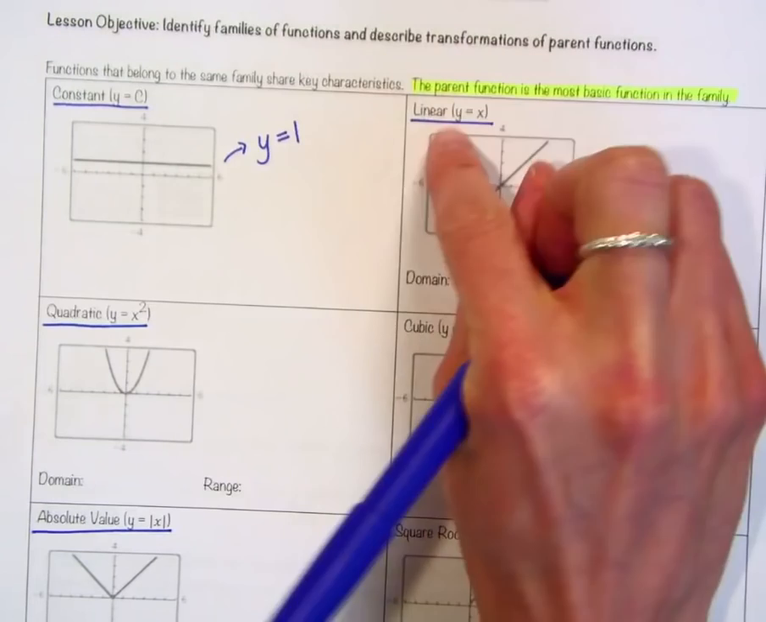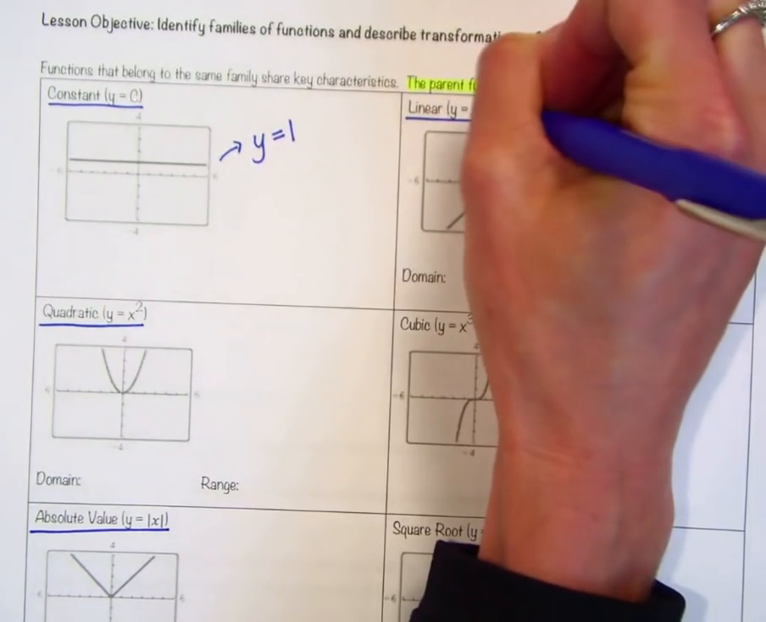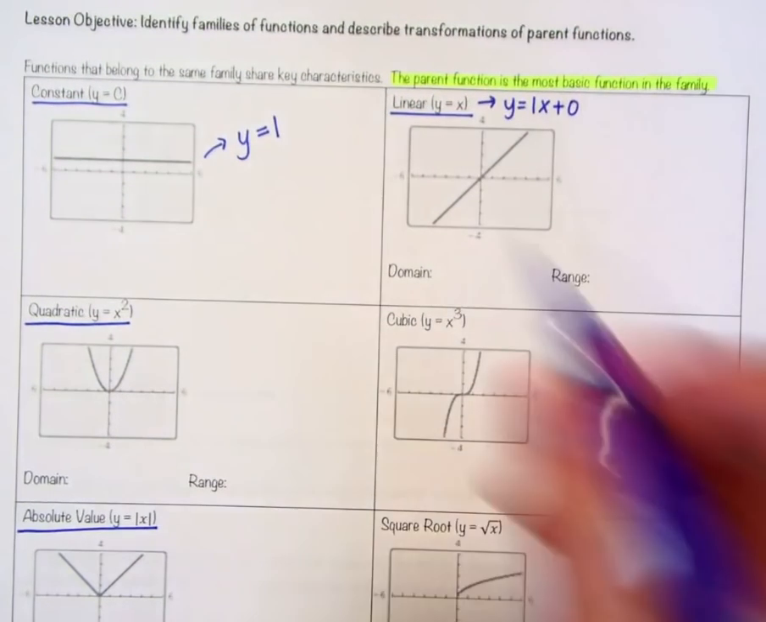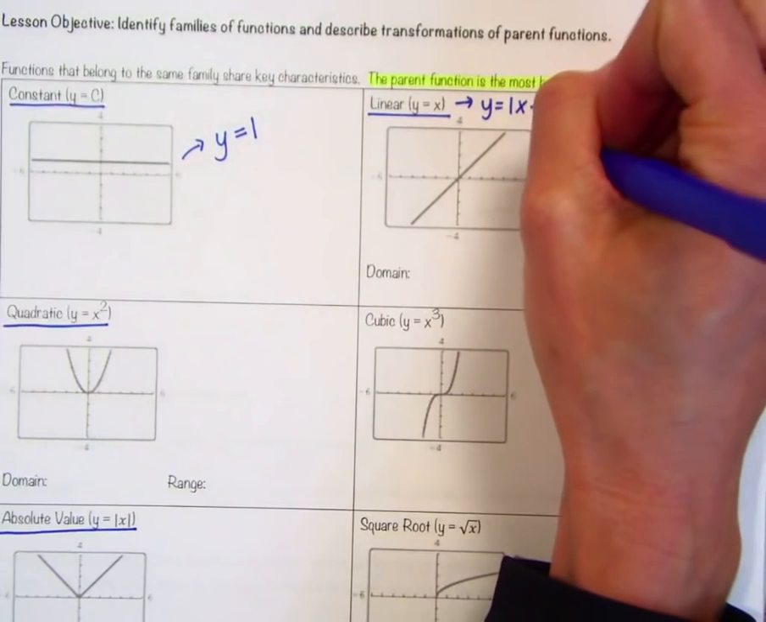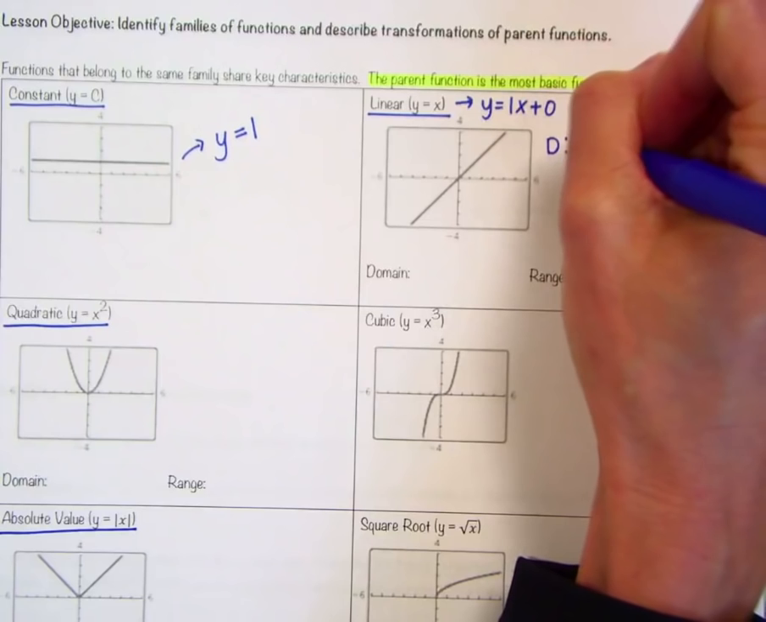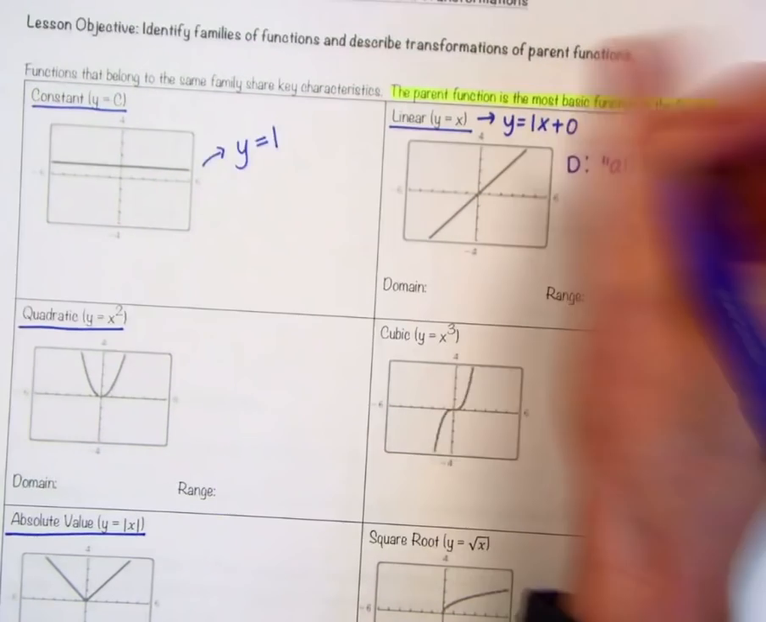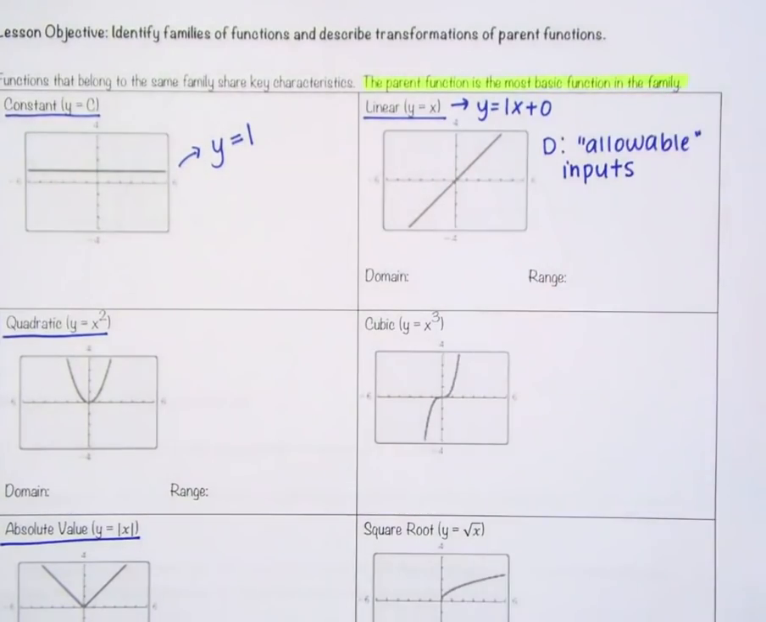Okay, a linear function, the most basic one is just y equals x. So the slope is 1, the y-intercept is 0. So we can think of that as 1x plus 0. Okay. So again, for the domain of your function, those are what we call the allowable inputs. What are we allowed to plug in for x? Okay, and that'll make a little bit more sense when we get to things where certain values aren't allowed.